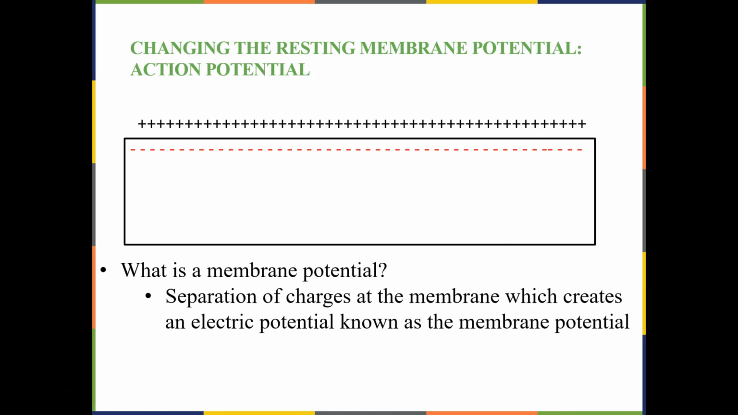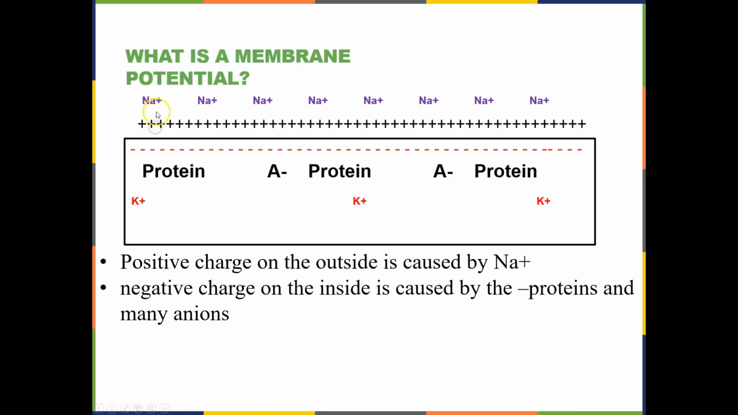And we learned this by taking tiny little electrodes and measuring the difference in charge inside and outside of that plasma membrane. So the outside is more positively charged, the inside is more negatively charged. The positive charges come from sodium, whereas we have an abundance of sodium outside of the cell. Inside we have lots of negative proteins, so charged proteins that are negatively charged.